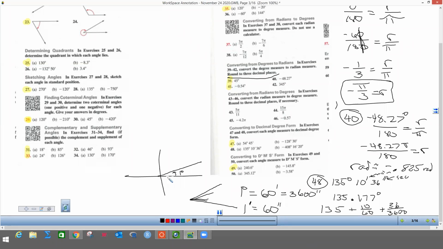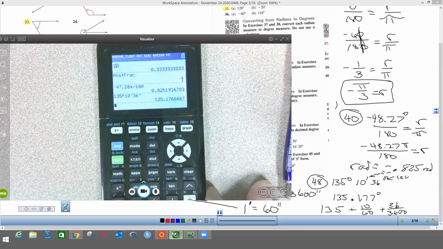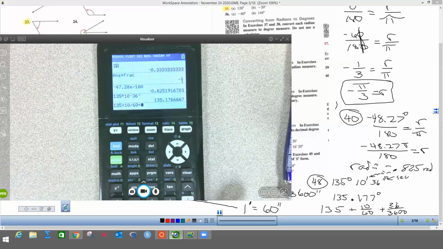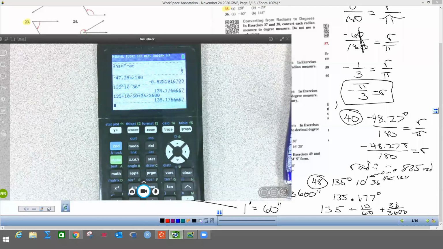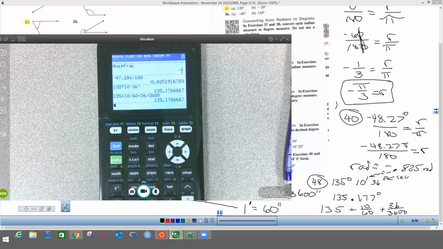So I'm going to show you on my calculator that if I type that in, I'm going to get the exact same answer that I just had right above there. So if I say 135 plus 10 divided by 60 plus 36 divided by 3,600 and hit enter, it gives me the exact same decimal that I had right above it. I think that way right there is the fastest way to do that kind. That way you don't have to go looking for the minutes and seconds button.